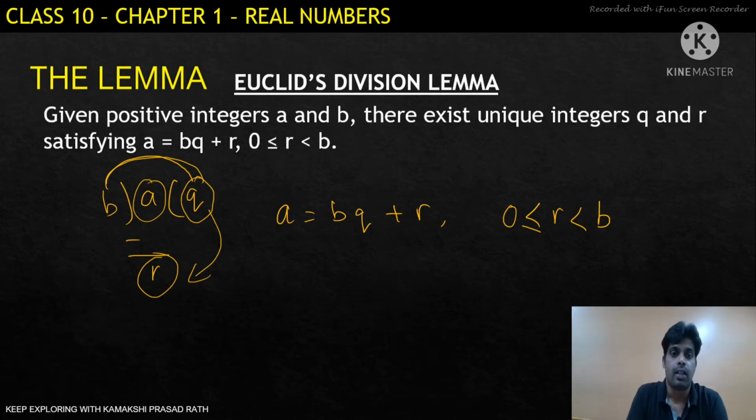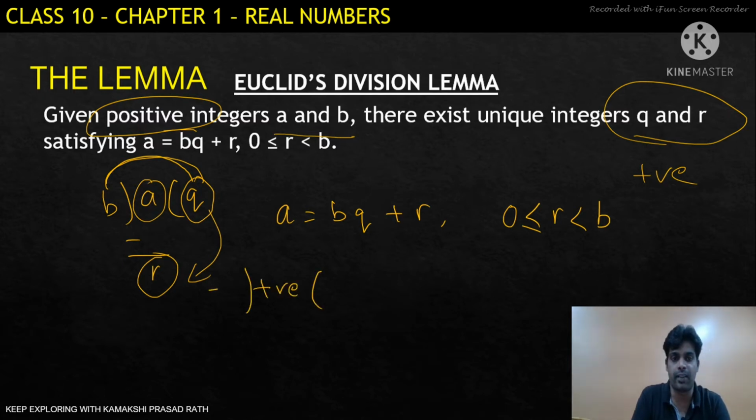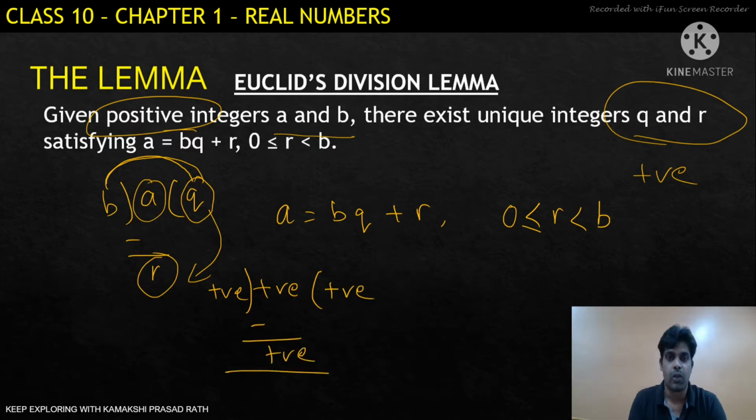Here integers a and b are taken as positive. Since a and b are positive, our integers q and r also will be positive. If I divide a positive number by another positive number, definitely the quotient will also be positive, and the remainder will also be a positive number. So here we will consider a, b, q and r, everything, as positive integers.